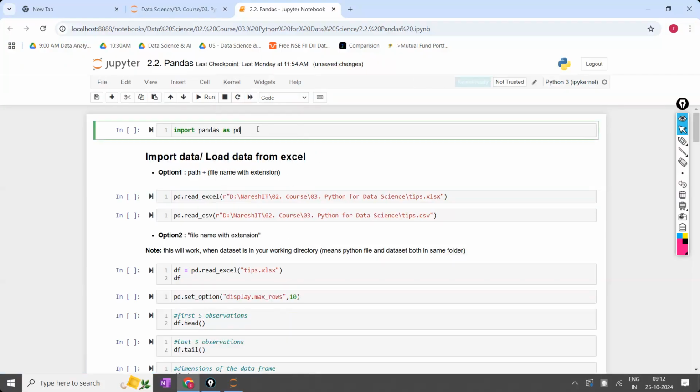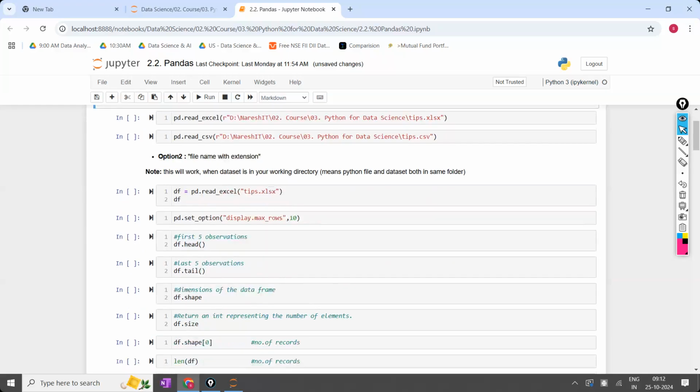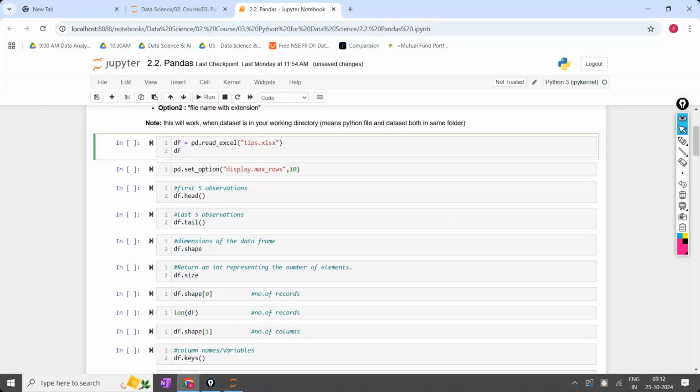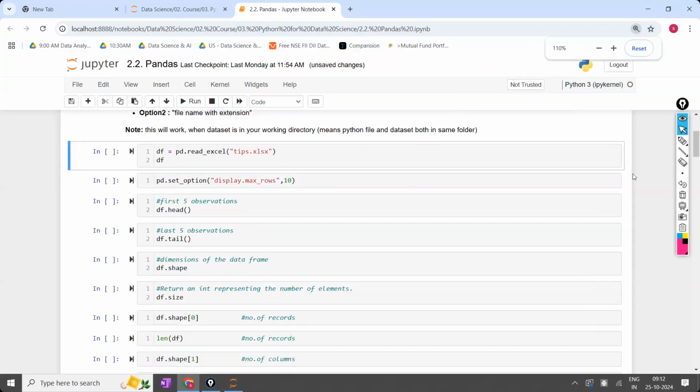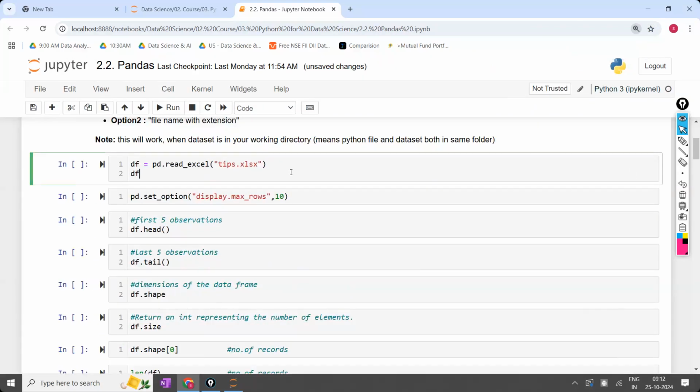In today's class, we are going to discuss pandas. In the previous class, we worked on a small data set. In today's class, we are going to load a somewhat bigger data set and apply the concepts we have discussed earlier in pandas. The first step is to load the data, and I'm going to load it using an Excel file.